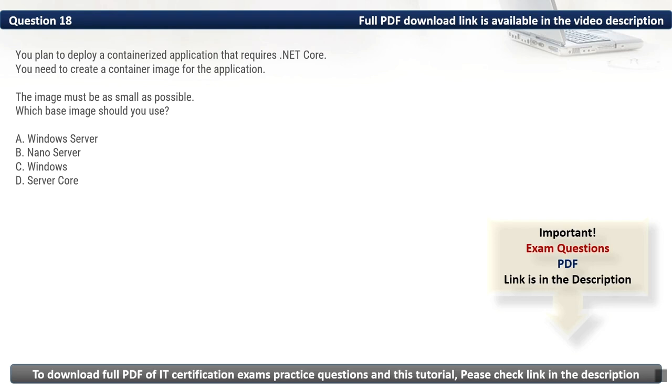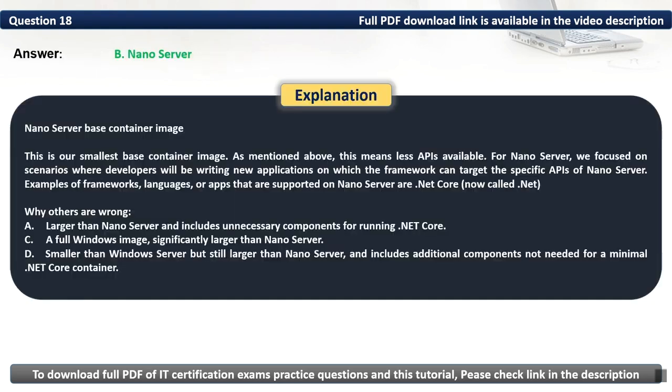As such, the base image that we should use is Nano Server. Thus, the correct option is B, Nano Server base container image. This is our smallest base container image. As mentioned above, this means fewer APIs available. For Nano Server, we focused on scenarios where developers will be writing new applications on which the framework can target the specific APIs of Nano Server. Examples of frameworks, languages, or apps that are supported on Nano Server are .NET Core.